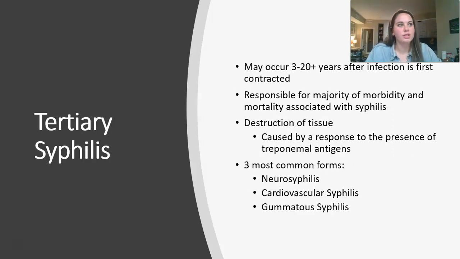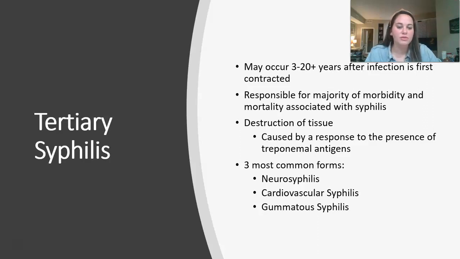So next is tertiary syphilis, and this can occur about 3 to 20 or more years after infection. And it's responsible for the majority of morbidity and mortality that's associated with syphilis. And it's caused by the destruction of tissue, which can range from anywhere in your body because the treponeme is all over, can manifest all over. And the destruction of tissue is caused by a response to the presence of treponemal antigens.